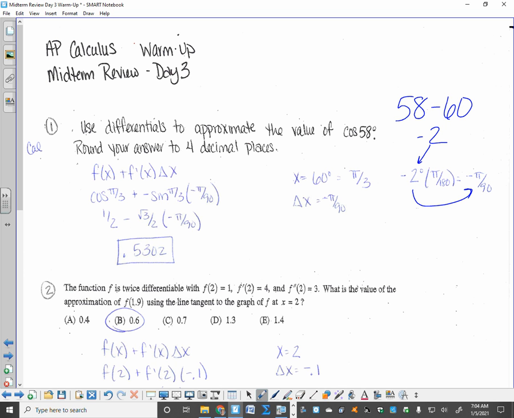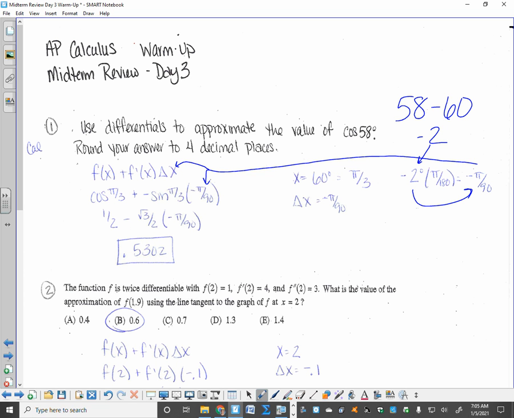And so this is what goes there. Cosine of pi over 3 is 1/2, and negative sine of pi over 3 is negative root 3 over 2. It said round your answer to 4 decimal places, so obviously this is a type it into the calculator.